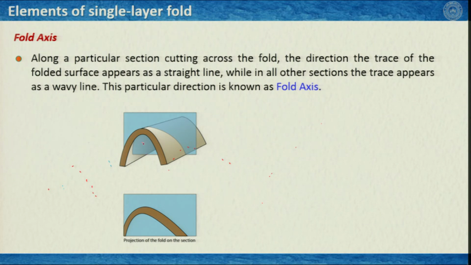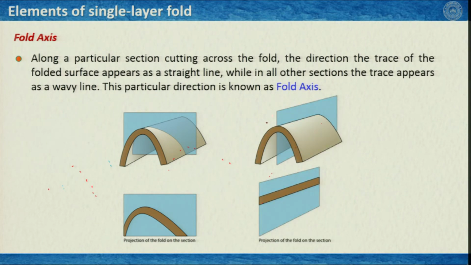So, this blue layer is passing through the folded structure, and this is the trace of this fold. And there is, again, the blue plane passing through the folded structure, and you have a straight trace of the folded structure on this blue plane, and this is your fold axis. This direction is the fold axis.